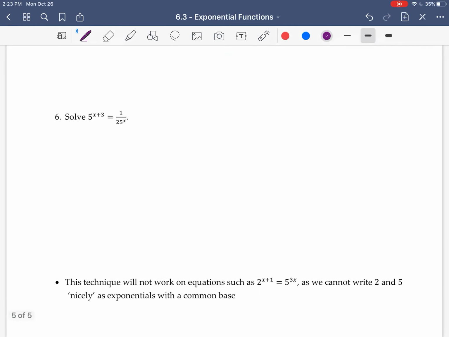Okay, now this technique will not work on exponential equations like this, where you have 2 to the power x plus 1 equals 5 to the power 3x, because we cannot write 2 and 5 with the same common base, or it's hard to. Okay, we can't nicely do it. So we need another technique to satisfy those, and that's why this is part 1. So we need another tool before we can do that. So that's going to come later in this chapter. Okay, so that's an introduction into exponential functions.